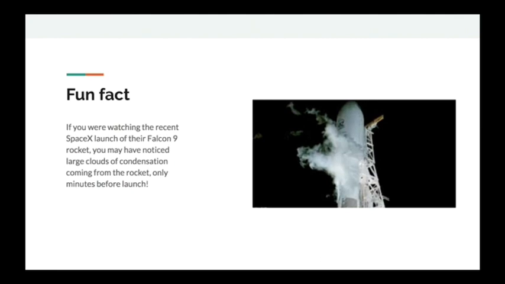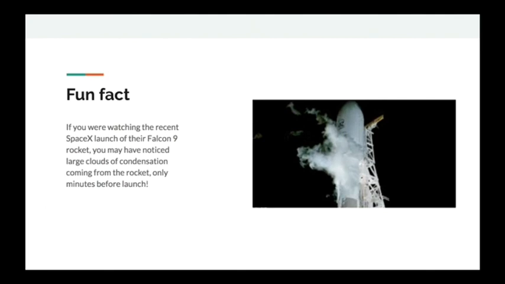A quick fun fact: if you were watching the recent SpaceX launch of their Falcon 9 rocket, which was the first time humans have launched from American soil in 9 years, you may have noticed the large clouds of condensation coming from the rocket only minutes before launch. Don't worry, this is all meant to be, as SpaceX uses super chilled liquid oxygen. The reason SpaceX uses super chilled liquid oxygen is because it becomes much more dense at these low temperatures. This allows them to fit more of this into their tanks, allowing for more combustion.